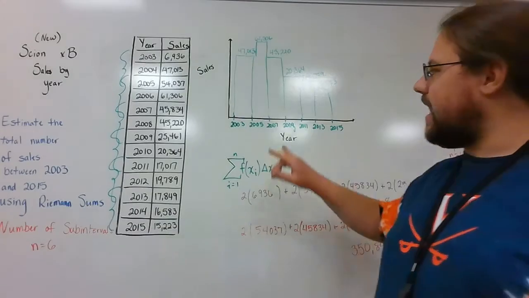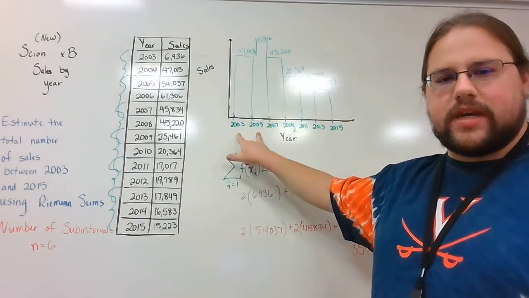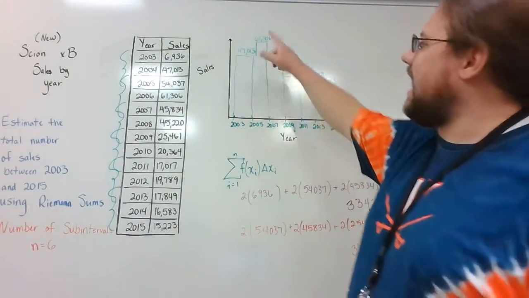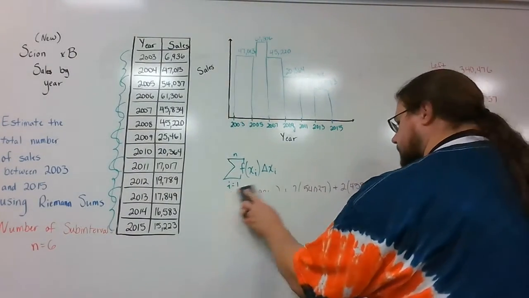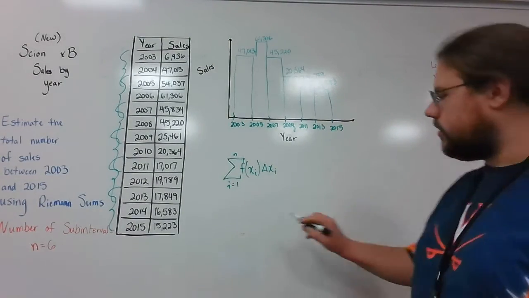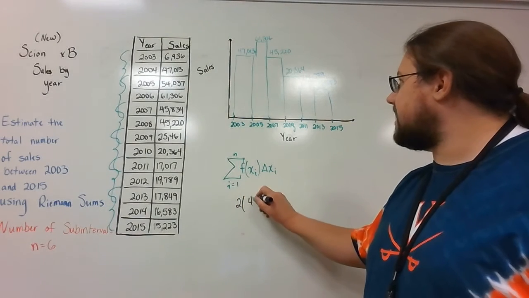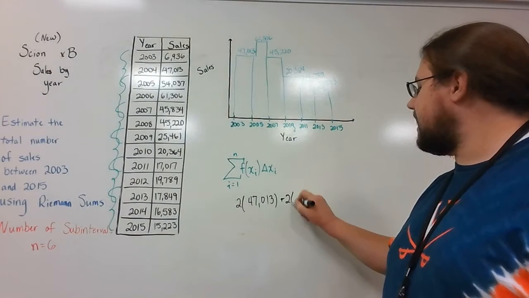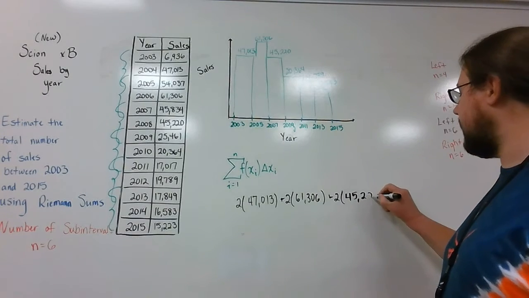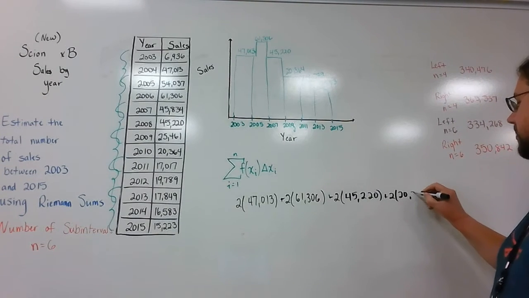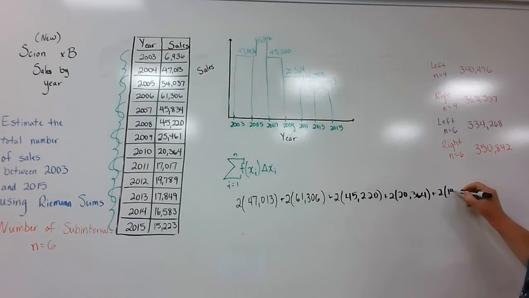All right, for this last calculation, I'm going to do the same kind of idea I had before. I'm going to multiply the width of these rectangles, which is 2, 2003 to 2005 is 2 years, and multiply it by the height, which is those numbers up there. So, I'm going to erase my other calculations just so you can see this one nice and pretty. Here I go. So, 2 times my first number, which is 47,013, plus 2 times 61,306, plus 2 times 45,220, plus 2 times 20,364, plus 2 times 19,789, plus 2 times 16,583.